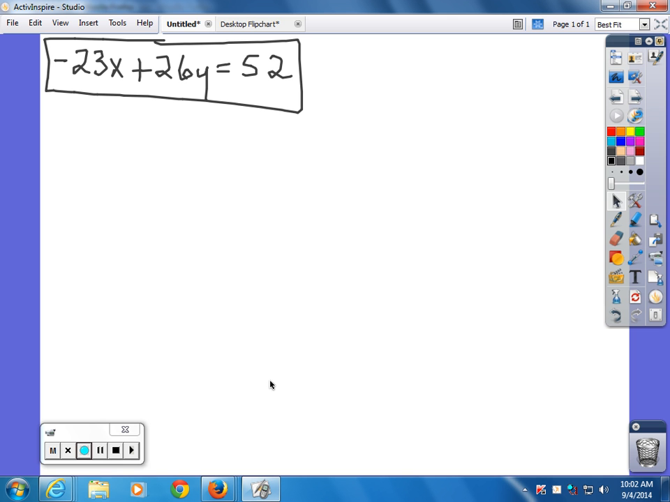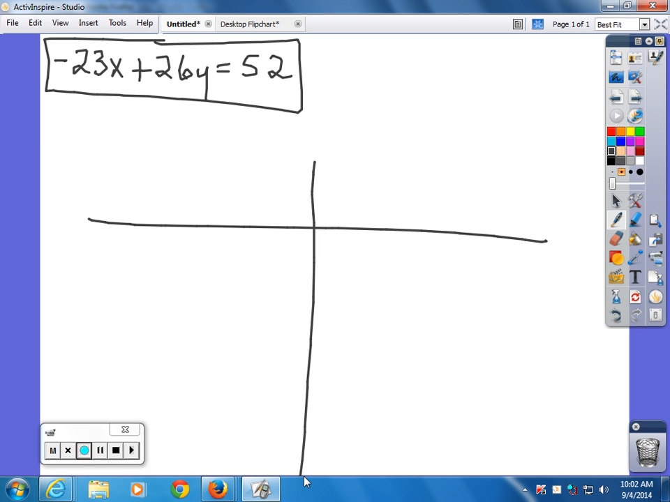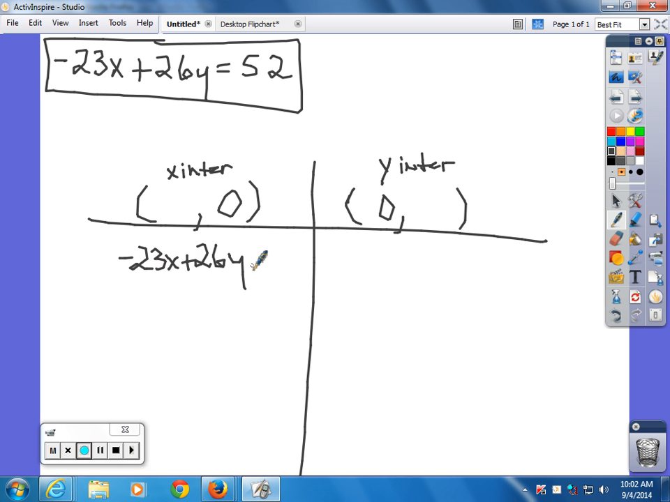Now, this is just like the pre-algebra days, your algebra 2 days, when you had to find the intercepts. If you had me for 102, which I don't think any of you did, I taught you to put the x-intercept over here, and the y-intercept over here. For the y-intercept, x is always 0. For the x-intercept, y is always 0. And you put your problem under here, negative 23x plus 26y is equal to 52.